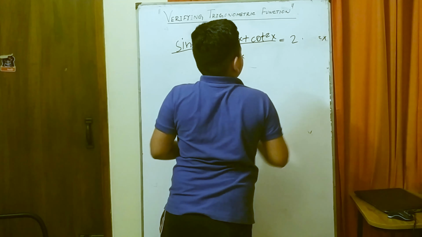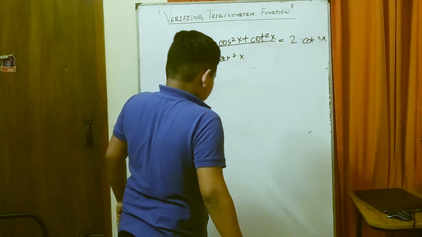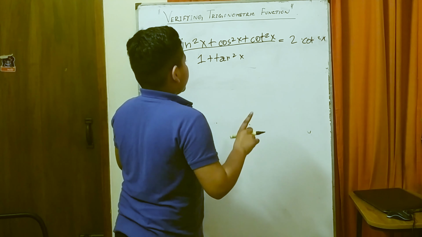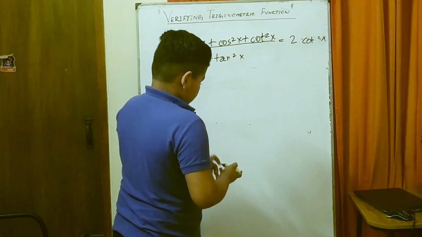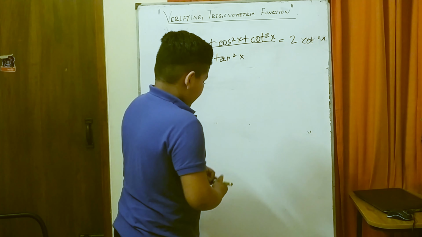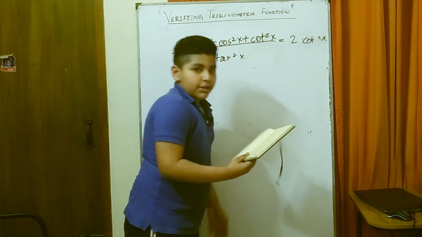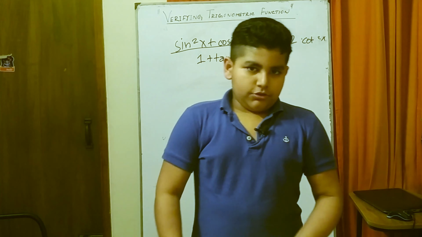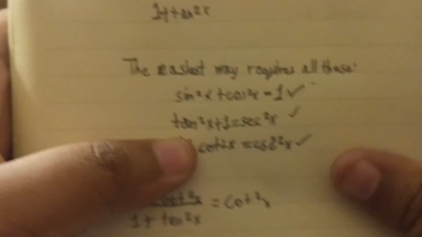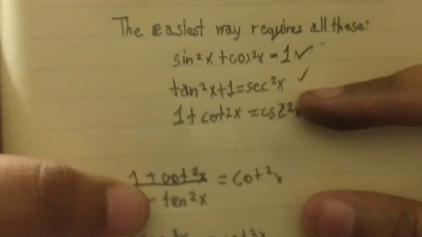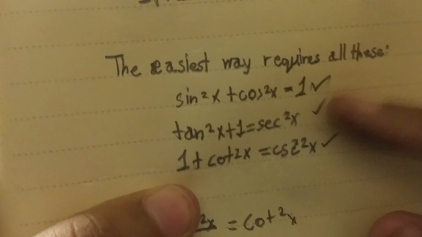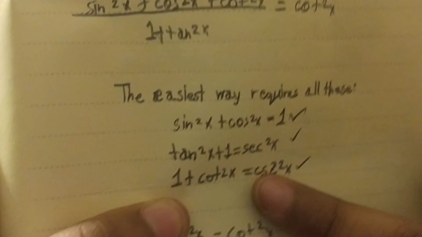2 cotangent squared of x. Now the easiest way is to use 3 of the identities that I have in this notebook, which I'm bringing into the camera to show you what these are. I'm doing this rather than the board because it's a bit easier. So these identities will be what we're going to be using.